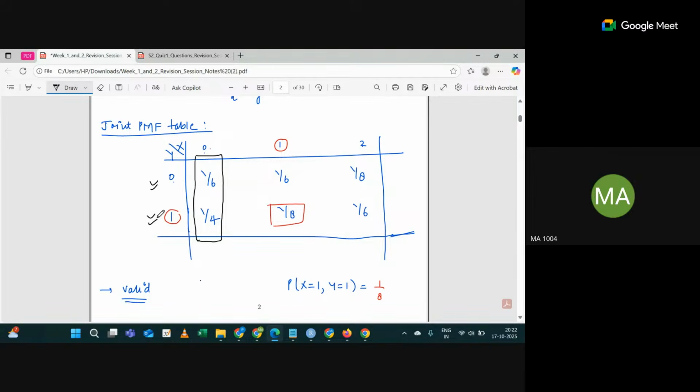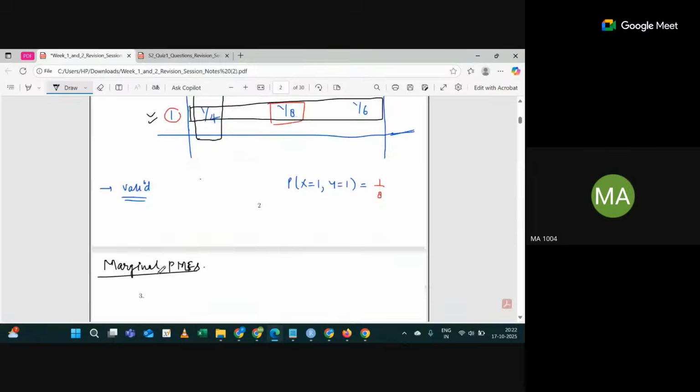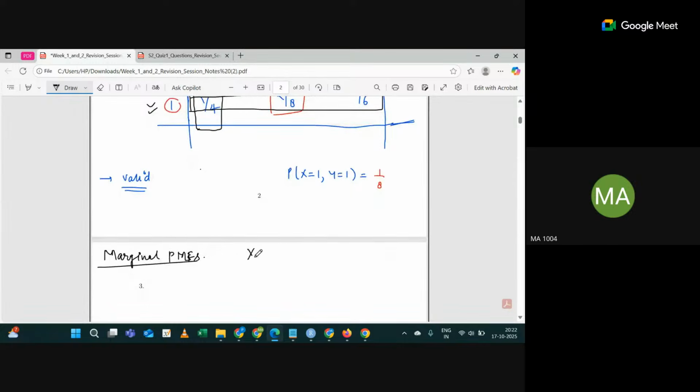What if I ask, what is the probability y equal to 1? So y equal to 1 means it may be 1 by 4 plus 1 by 8 plus 1 by 8, I'm talking about this row, correct? So here you are adding all the joint probabilities for the possible values of x. That's what we have to do in the case of marginal PMF. So suppose x and y are two discrete random variables.